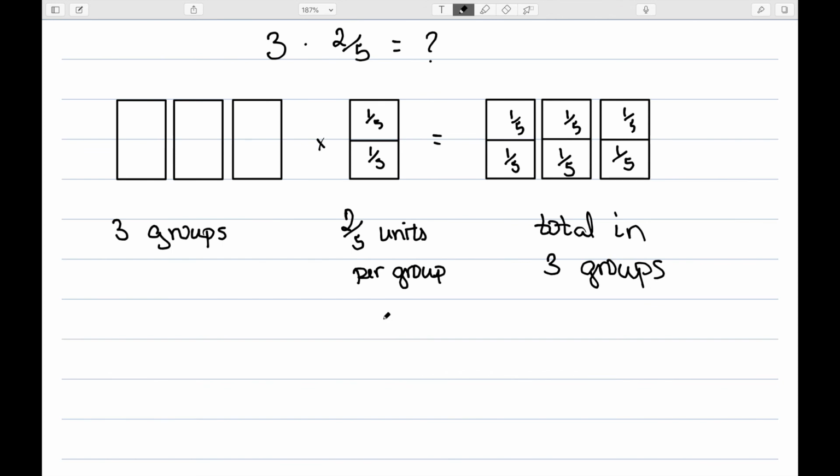For our other definition of multiplication, let's do 3 times 2/5. Here we have 3 groups. There are 2/5 units in a single group. So how many are there in 3 groups? So we take each group has 2/5, so we have 2 pieces. We can split them in half, each worth 1/5. And so that would give us a total of 6 pieces that are each 1/5.